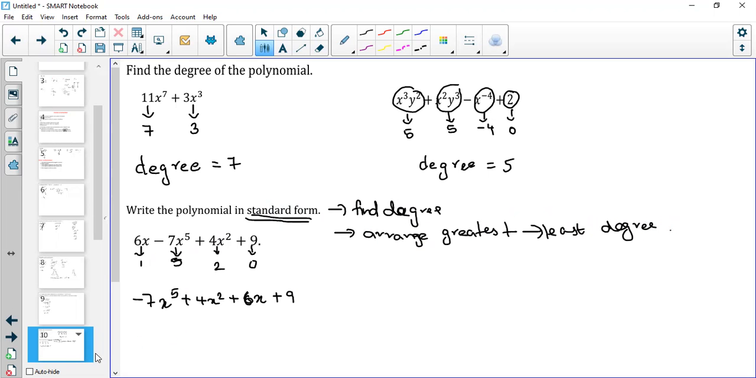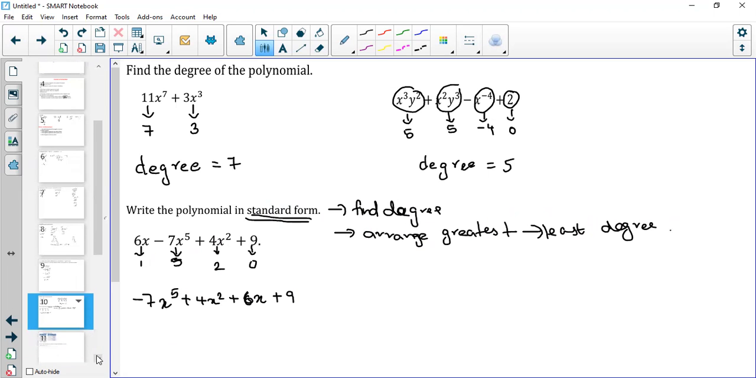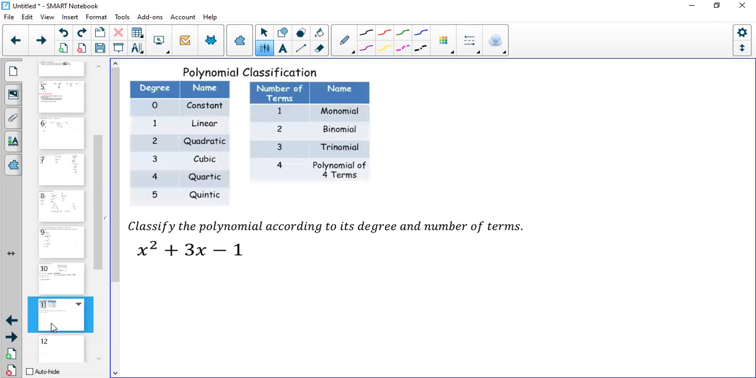Okay, so hope you have understood that. It's an easy thing to do, so it doesn't need much explanation. Right, now this is how you classify polynomials. This chart is very important, right? So depending on the degree, if the degree is 0, you name it constant. If it is 1, linear. Now I'm not going to read the whole table. You are aware of the table.